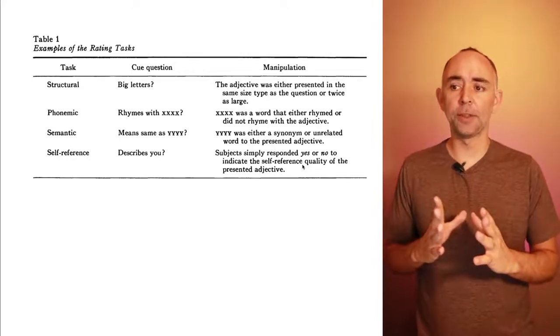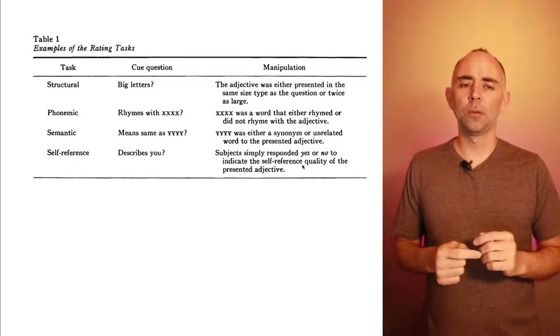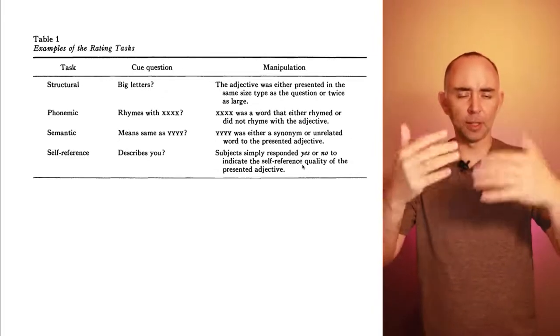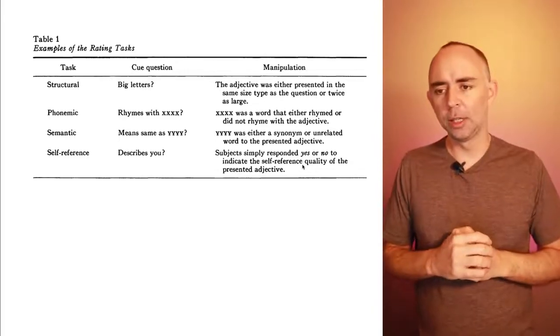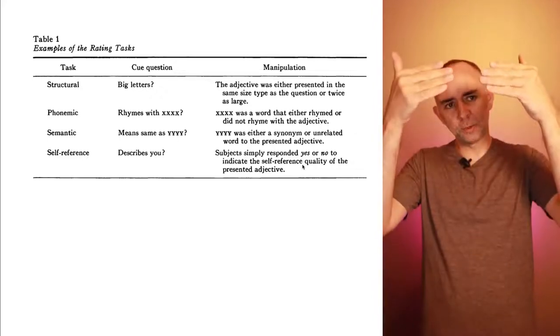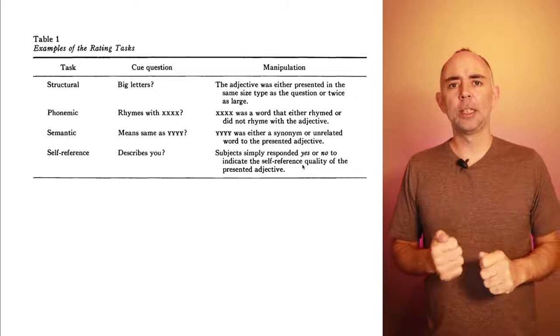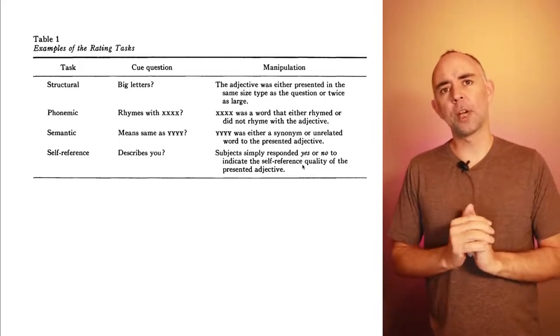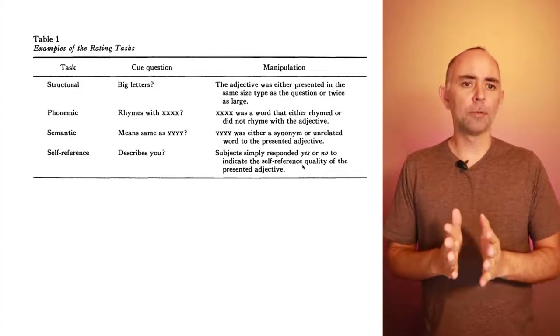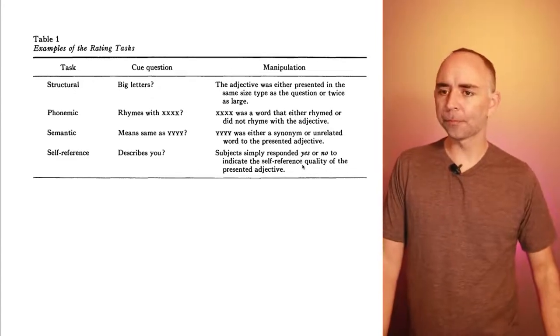So the whole idea of this experiment was to cause people to do more shallow encoding. Like if you're just looking at the size of the letters, maybe you're not going to do a lot of elaboration on what that word is, versus as we progress down these tasks, now you're looking at a word and you're trying to figure out if it describes you. That could result in much more meaningful kinds of encoding.